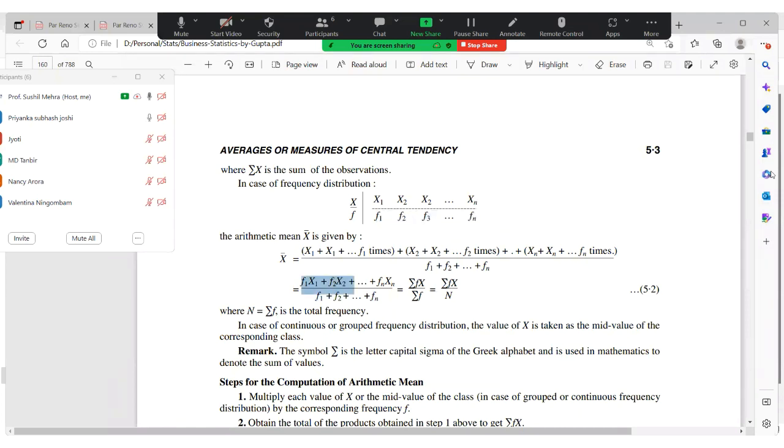So this is adding of all these numbers. So we simply denote summation of fx upon summation of f, right? We can also denote summation of f by capital N. So capital N denotes the sum of all frequencies, right?